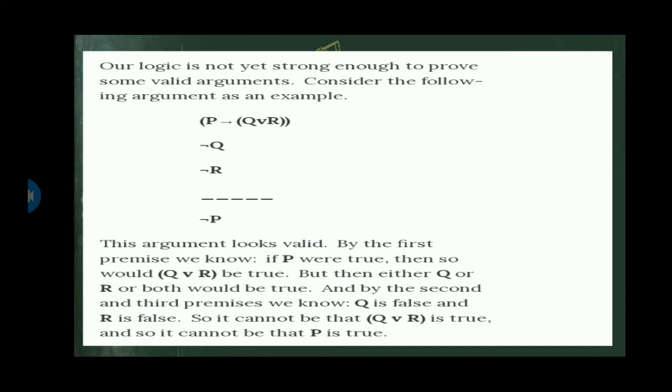This argument looks valid. By the first premise we know that if P were true, then so would Q or R be true. But then either Q or R or both would be true. And by the second and third premises we know Q is false and R is false. So it cannot be that Q or R is true, and so it cannot be that P is true.